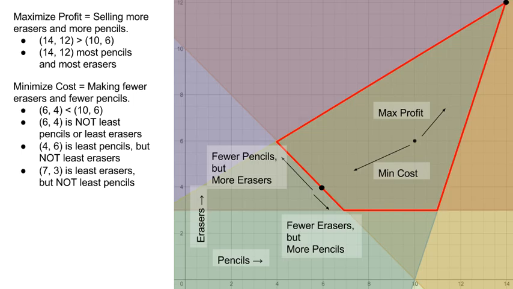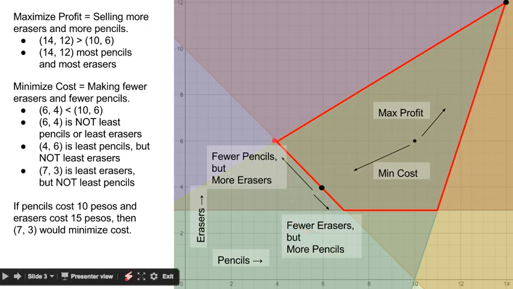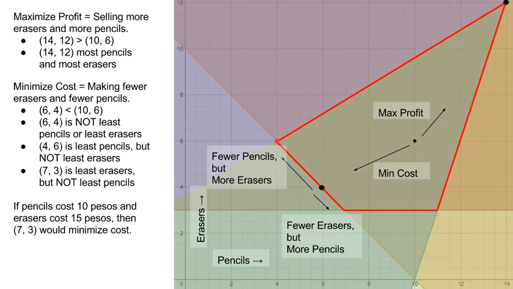Well, so what's the answer? Well, it depends on how much the pencils and erasers cost. So we have to know how much they cost. If the pencils cost 10 pesos and the erasers cost 15 pesos, right? The pencils are cheaper by a certain ratio. So you could figure out that this point where there are 4 pencils and 6 erasers would be more expensive than the point down here where there are 7 pencils and 3 erasers.